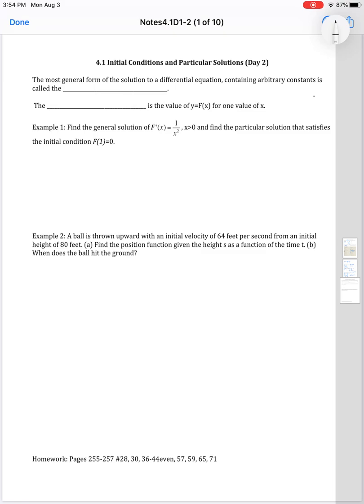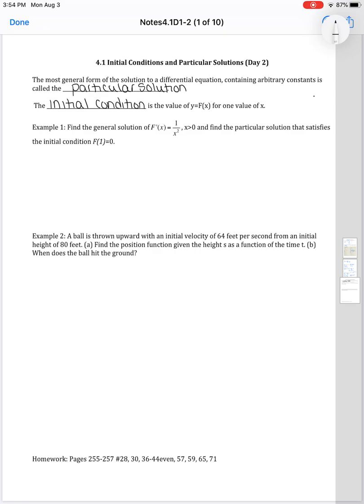All right, so there is a part 2 to this section. For one, this one focuses a little bit differently on not just straightforward integrals here. So it says the most general form of the solution to a differential equation is called a particular solution.